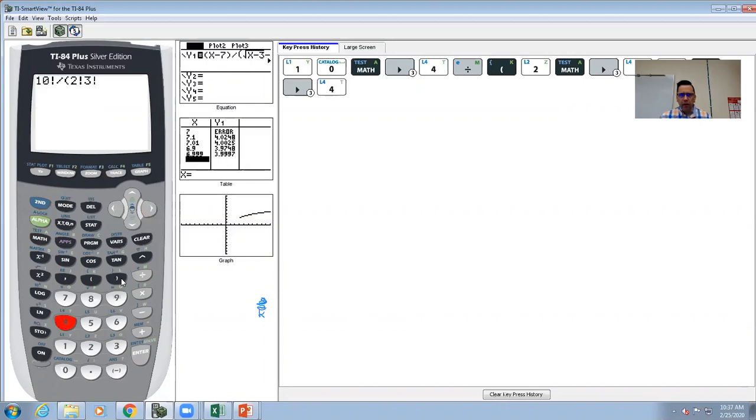Okay. So what answer did they get? 302,400? Yes, there it is. Okay. Yeah, if you don't put the parentheses, then what it's going to do is divide by 2 factorial and then multiply the whole thing by 3 factorial. And that's not what you want it to do.